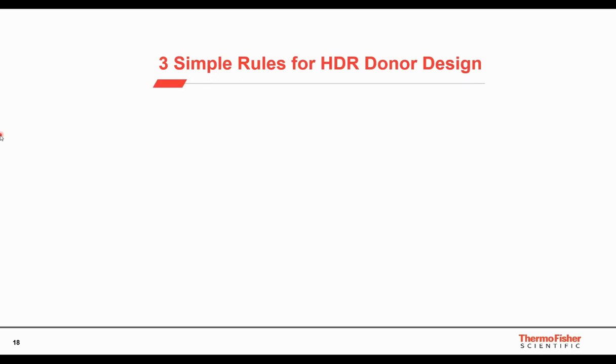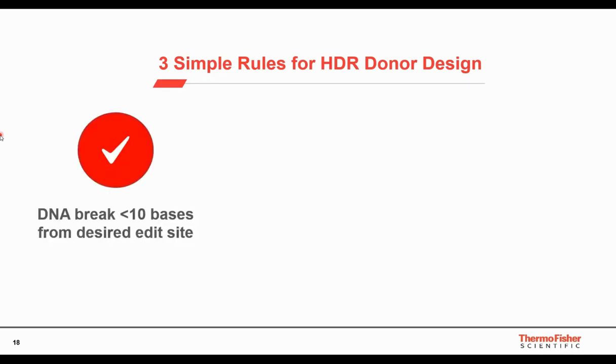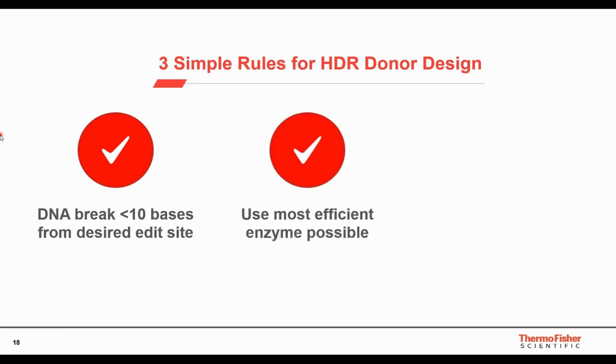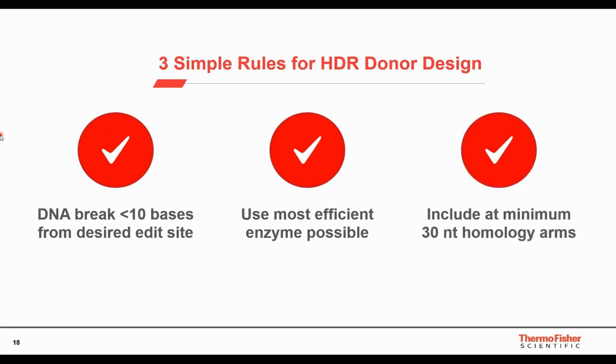So with all of that, we now have our 3 simple rules for HDR donor design. 1, have your DNA break within 10 bases of your desired edit site, so choosing a nuclease that's going to be able to give you that cut less than 10 base pairs away from where you're trying to change the genome. 2, use the most efficient enzyme possible, whether that's CRISPR-Cas9 or TAL effector nucleases, to give you that high cleavage rate at your desired loci. And 3, include at minimum 30 nucleotide homology arms on either side of your desired change on your donor.